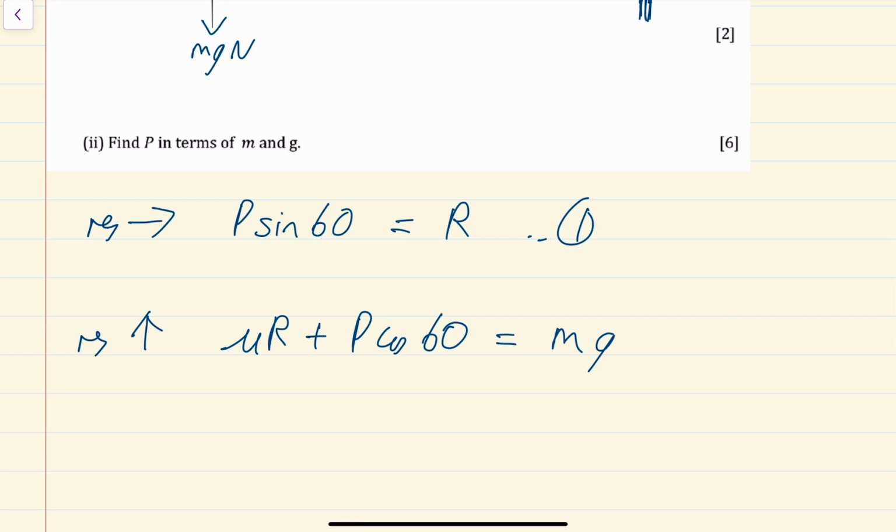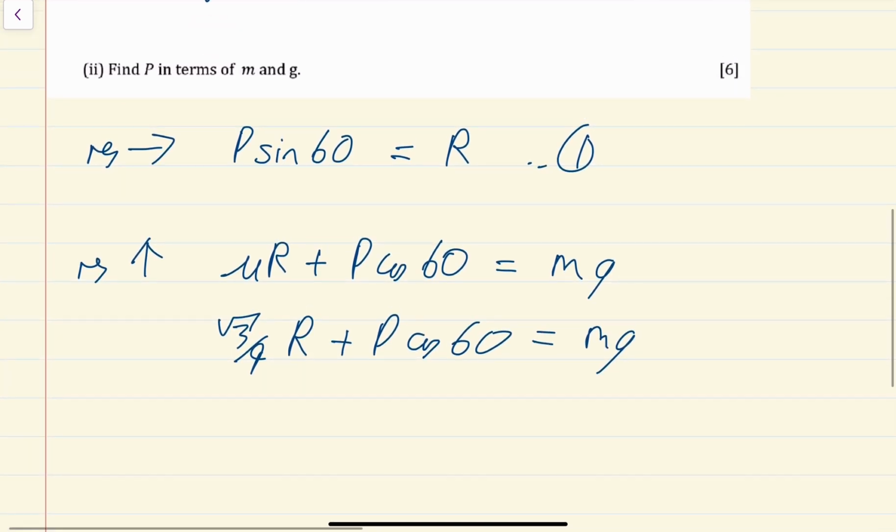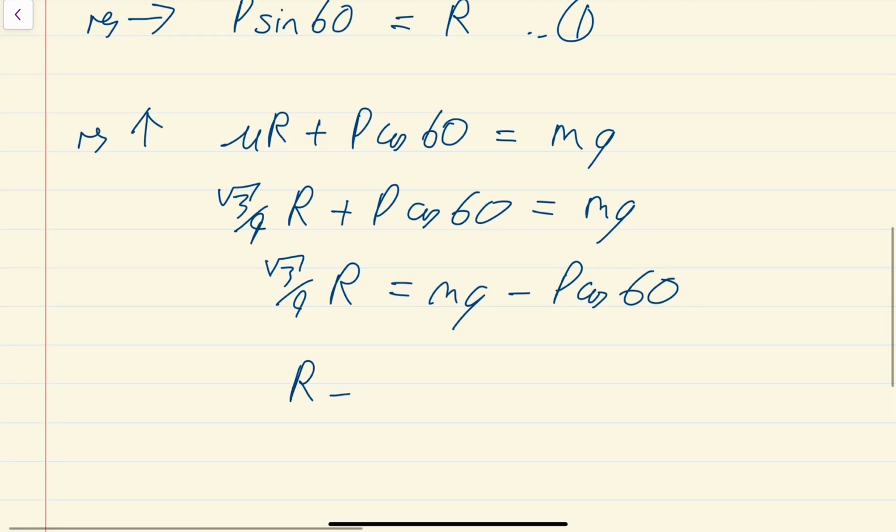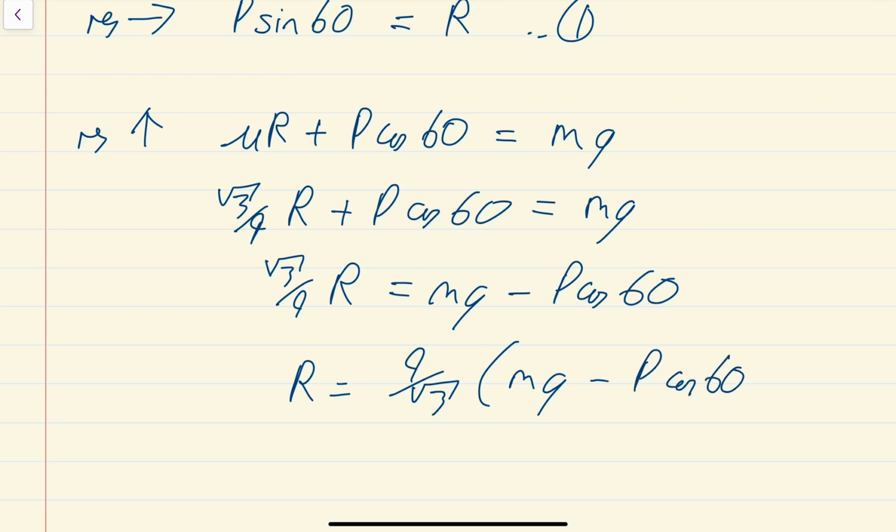So we can change this in, put in what we know: √3/9 R plus P cos 60 is equal to mg. And then what do we want to do here? We want to make R the subject. √3/9 R is equal to mg minus P cos 60. And then my R is going to be equal to, if I bring that across to the other side, it will divide. So dividing by √3/9 is the same as multiplying by 9/√3 times (mg minus P cos 60).